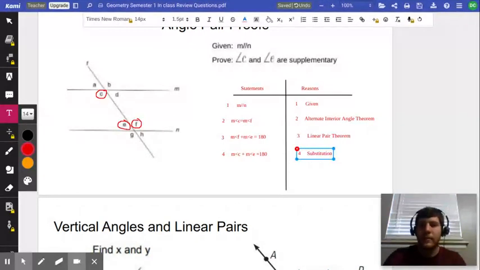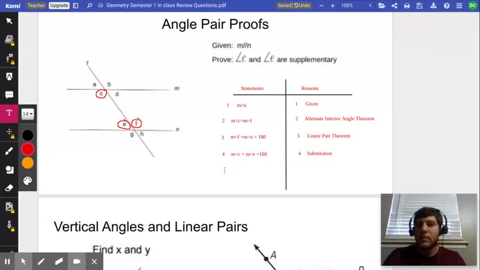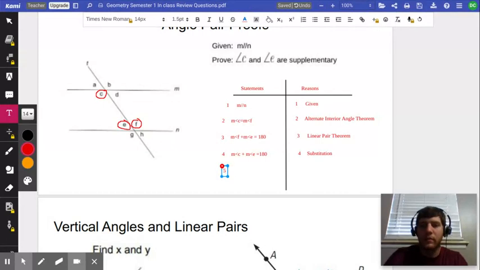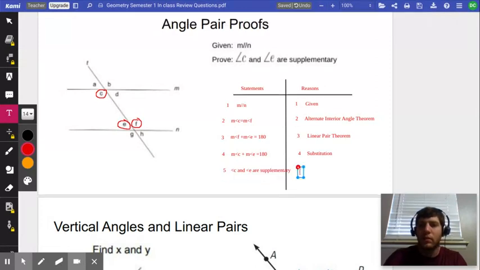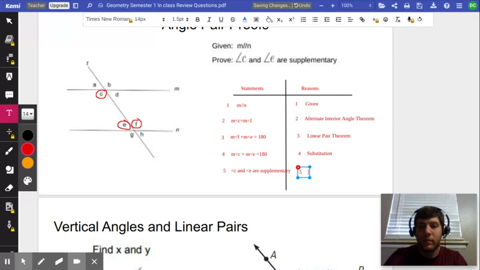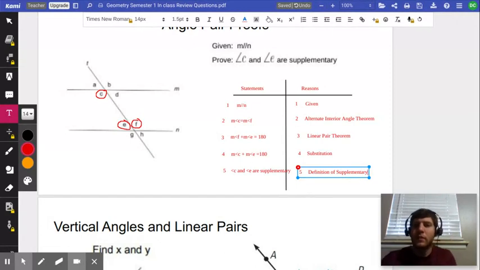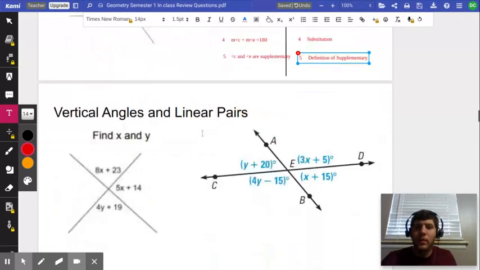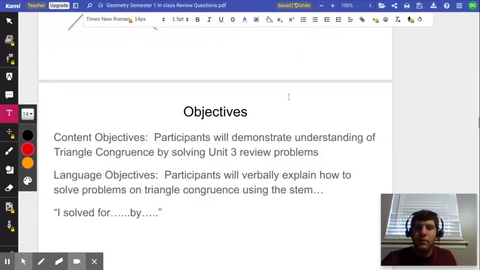Substitution. And then since they add up to 180, that means angle C and angle E are supplementary, which is what we're trying to prove. And that is your definition of supplementary. Again, it'll be drop-down menus for you on the test, so that should be simpler. We're not going to go over that.